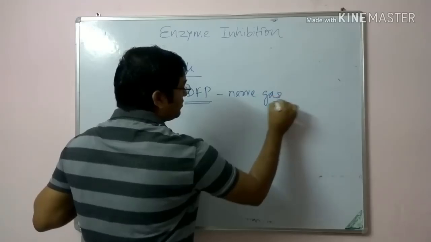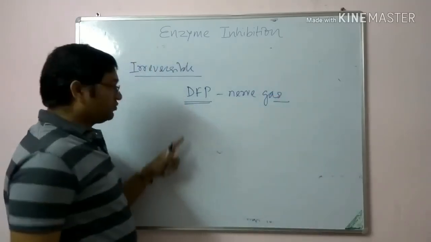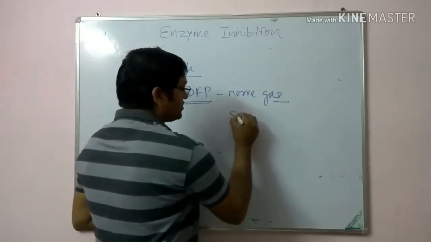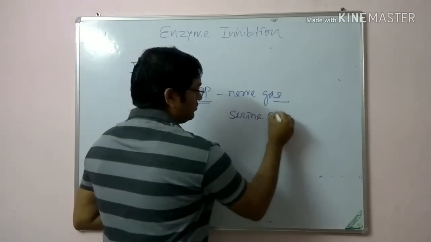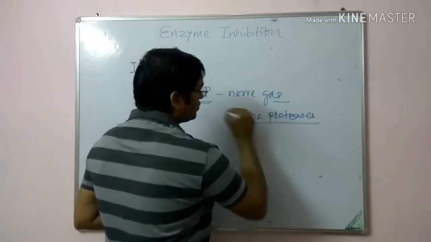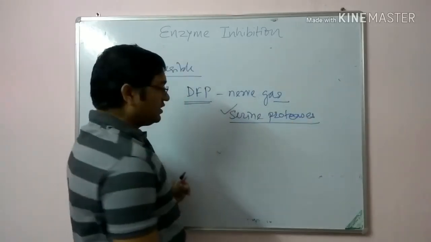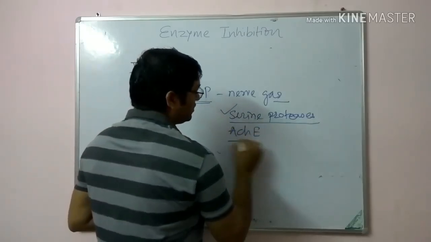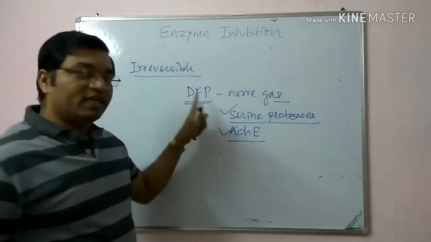It was used by the Germans during the Second World War. DFP inhibits the serine proteases, the enzymes which contain serine at their active site, and acetylcholinesterase. So this is the DFP.